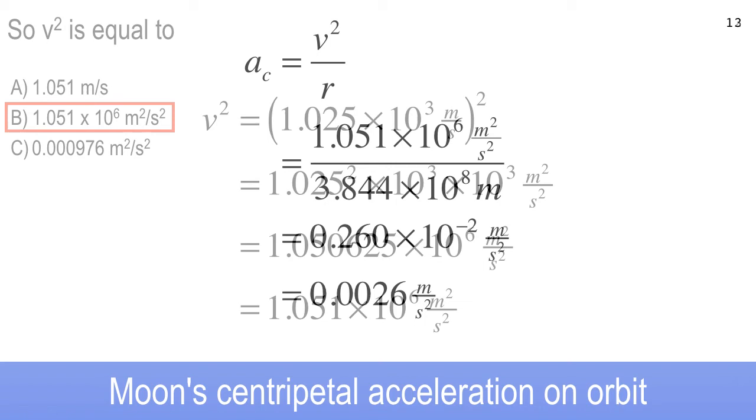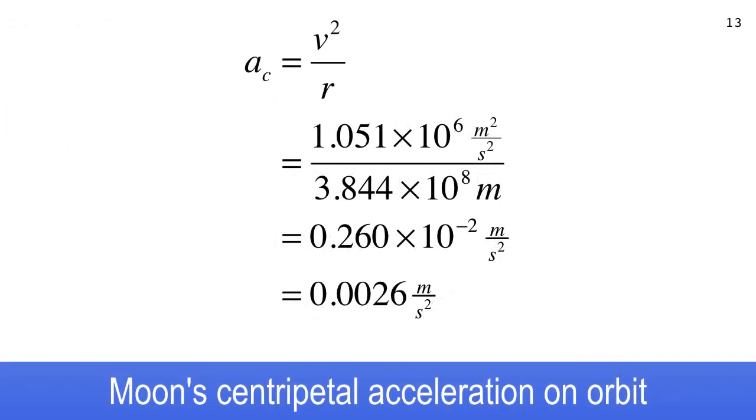Okay, let's keep going. Here's the centripetal acceleration. Go ahead and jot this down. Now we've got V squared from the previous question and R from the earlier calculation, 3.844 times 10 to the 8 meters. Now I've got a 10 to the 6 in the numerator and a 10 to the 8 in the denominator. So that means my scientific notation is going to be 10 to the minus 2, depending on what I get from the numeric part over here.